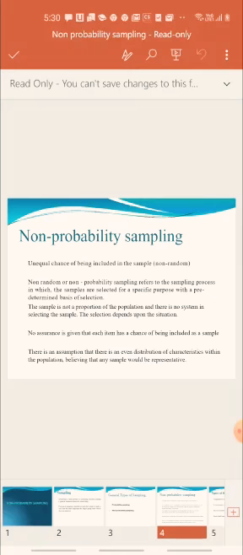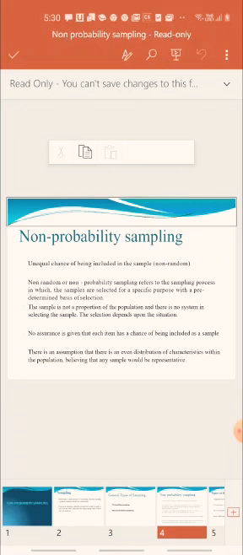So, now we will move to non-probability sampling. Non-probability sampling is where there is an unequal chance of being included in the sample. It is unlike random or probability sampling where we give an equal chance of selection. Here the chance factor doesn't come into account, and there is unequal chance of being included in the sample. So, non-random or non-probability sampling refers to the sampling process in which samples are selected for a specific purpose with a predetermined basis of selection.